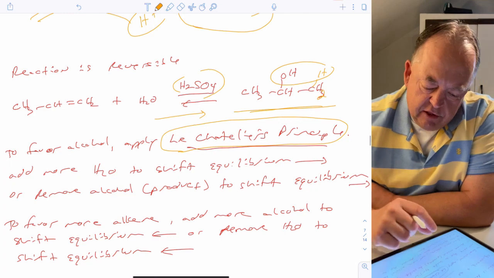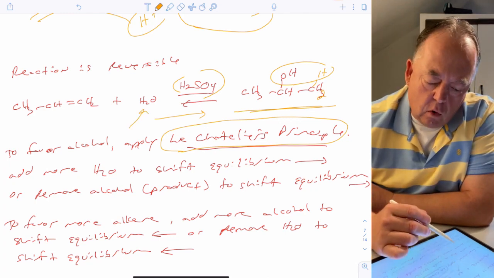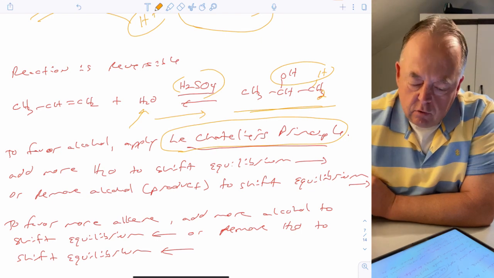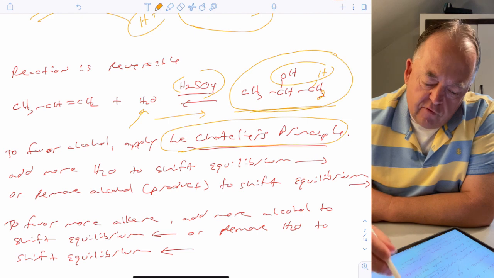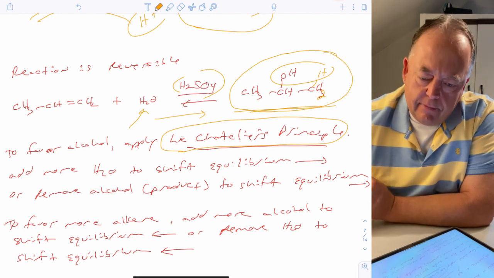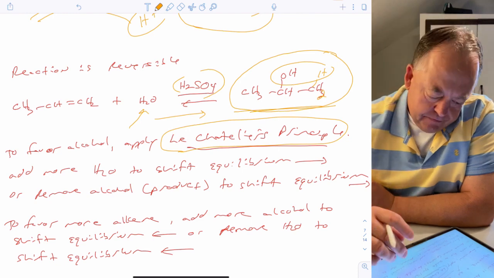So if you wanted to shift the equilibrium to the right, you could do that by adding more reagent, so add more water, and that would shift the reaction to the right. Or you could do that by removing products. So as the alcohol is formed, you could try to distill it, for example. And then if you remove product, that would shift the reaction to the right.